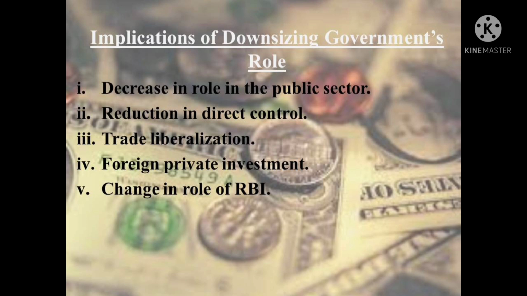Another implication is that the government has reduced its direct control on trade and industry, such as abolition of industrial licensing and registrations on import. Point number 3, trade liberalization. In order to open up the economy under the new economic policy, quantitative restrictions on imports have been lifted. Point number 4, foreign private investment. Since 1991, the government has liberalized its policy regarding foreign investment. Point number 5, change in role of RBI. The role of RBI was reduced from regulator to facilitator of the financial sector. As a result, the financial sector was allowed to take decisions on several matters without consulting the RBI.